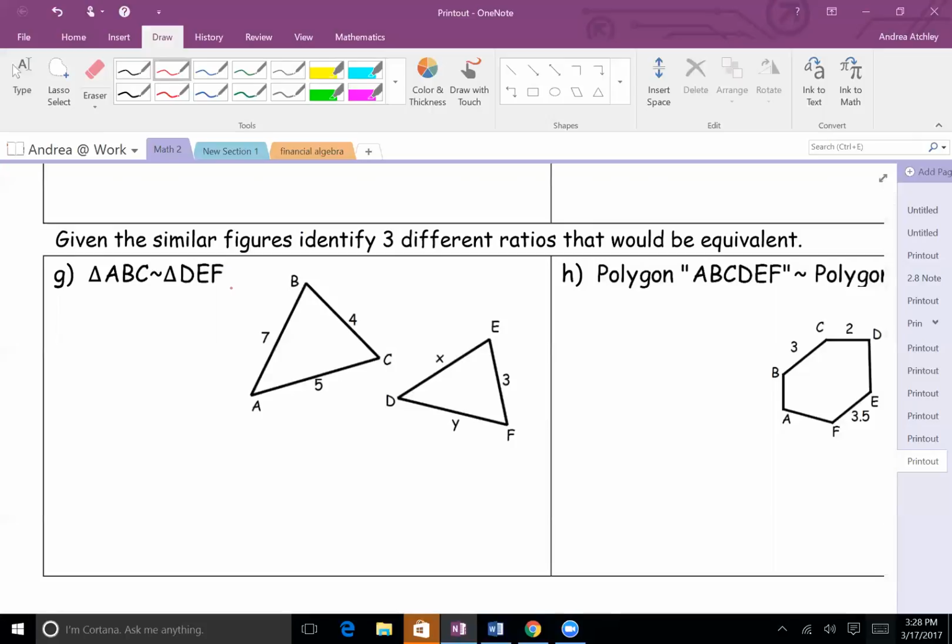And so to find that, we're going to start with AB. Here's AB. And AB goes with the first 2 letters in the second triangle, which is DE. So we have our first ratio, 7 over x. Then our next 2 letters are BC and EF. Here's BC, which is 4, over EF, which is 3. So this is our scale factor.